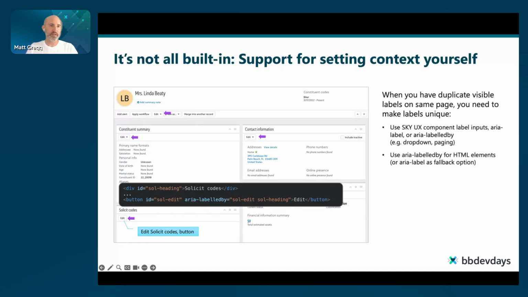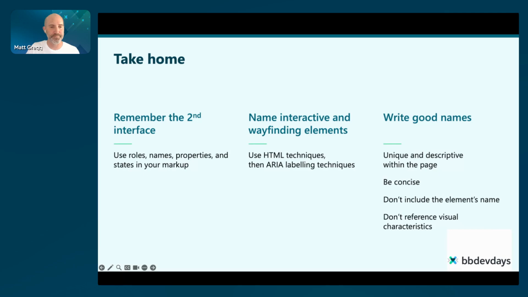It's not all built in along the way, so there's support for setting the context yourself. One of the main cases of this we saw before: in some cases, the design system can't know that this button is being used on a page where there are multiple with the same name. So in those cases, like with the Sky drop-down button that you see as the edit button here, there's an input for you to make that unique on your own. Or similarly for buttons. In the case of having multiple edit buttons, you're going to need to use that ARIA label by technique that I went over earlier to set that button's name to edit solicit codes in the example that's called out here. That's not something that can happen automatically, but there is support for it.